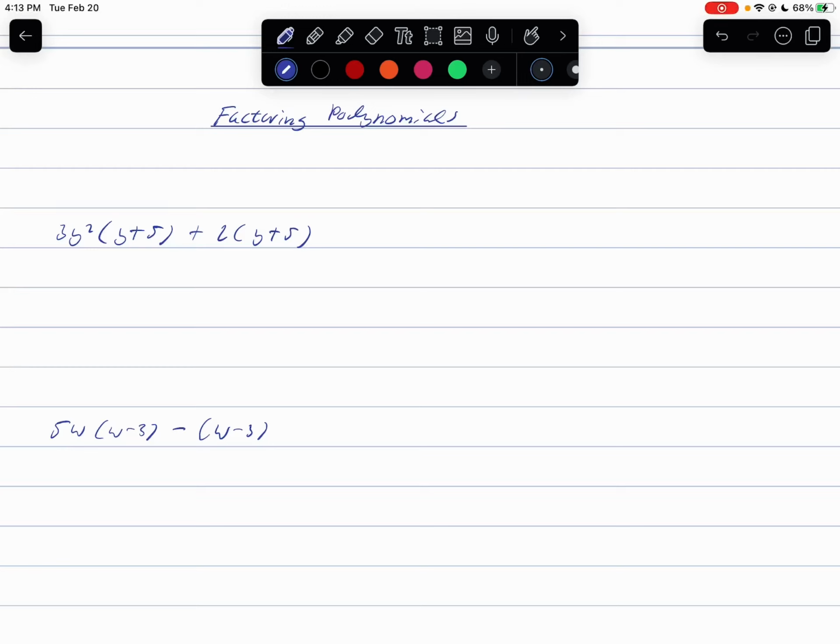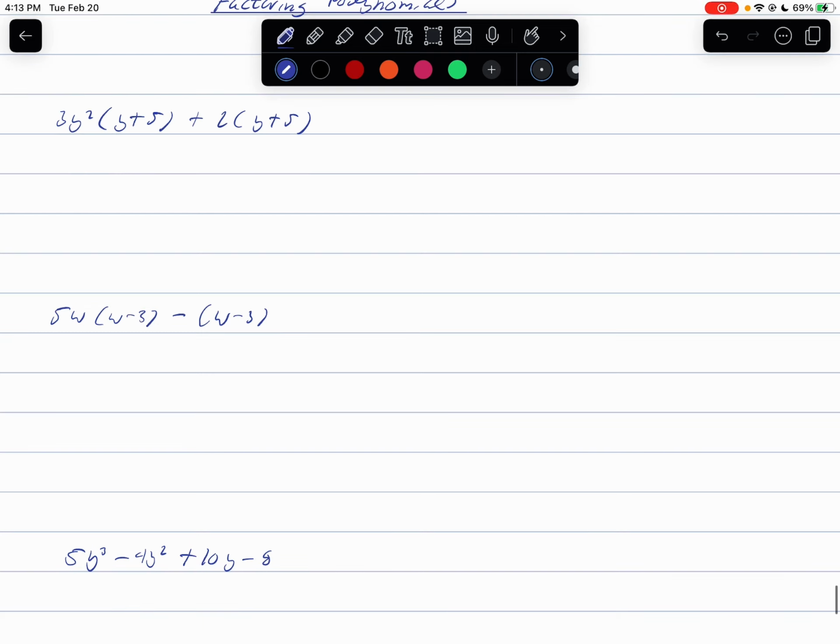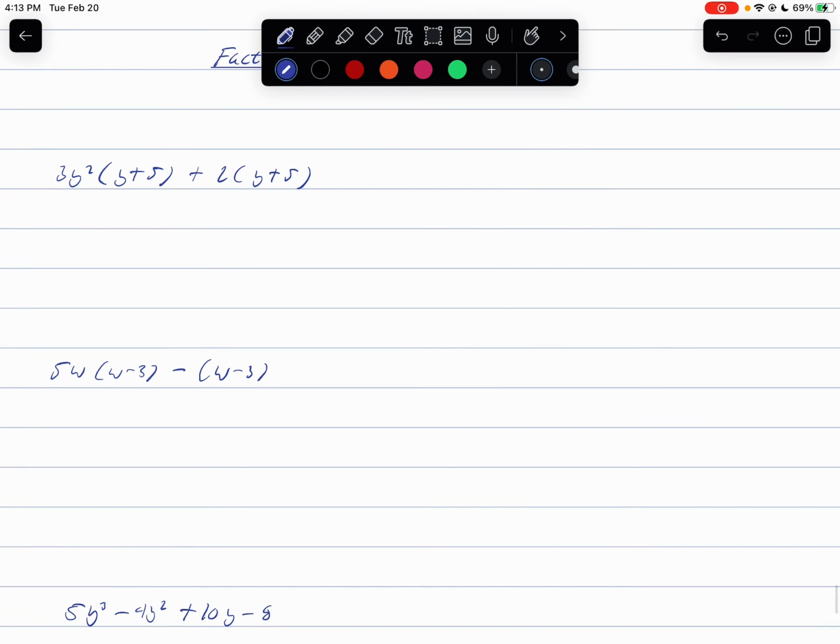In this video, I want to go over a couple of basic strategies for factoring polynomials. So we're going to go over a couple. The first one we're going to go over is when it's written in a form that's really nice and easy to factor. And the second is when it's not quite there yet, but you could write it in a way that's easy to factor. Okay, so let's go ahead and look at this first example.